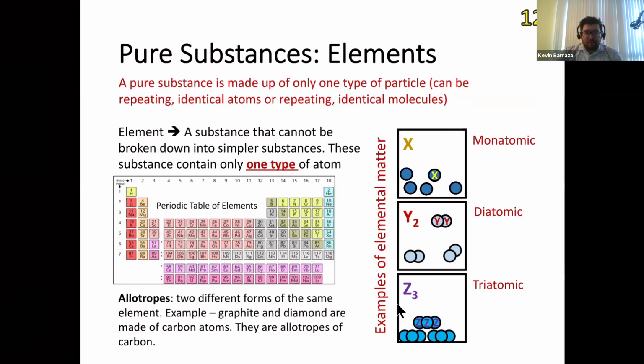Here are some examples of elemental matter in sort of a pictorial or rather cartoon kind of form. So remember, a circle represents an atom. So elements can be monatomic, meaning 1 atom. And we see here that this is a pure element because it's all made of this dark colored atom. So this is monatomic because each separate particle is a single atom.